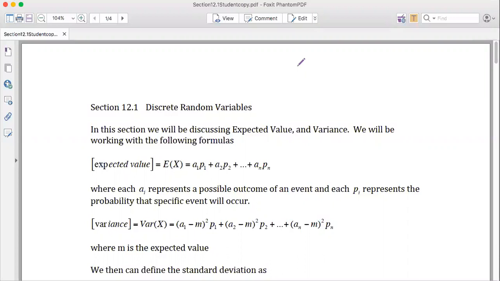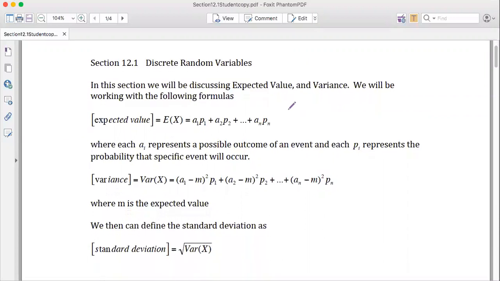Here we're going to get a chance to start Chapter 12. We're going to take a look at discrete random variables. And here we're going to be talking about expected value, variance, and standard deviation. And I got some formulas for you.